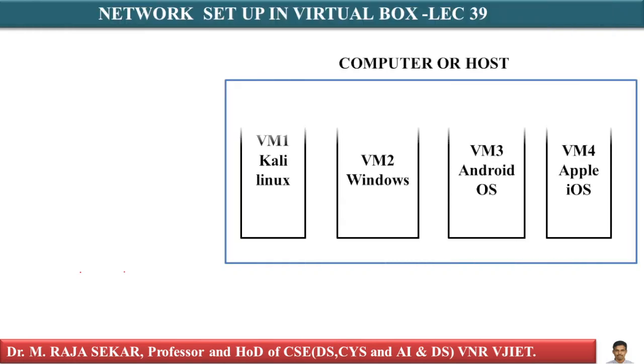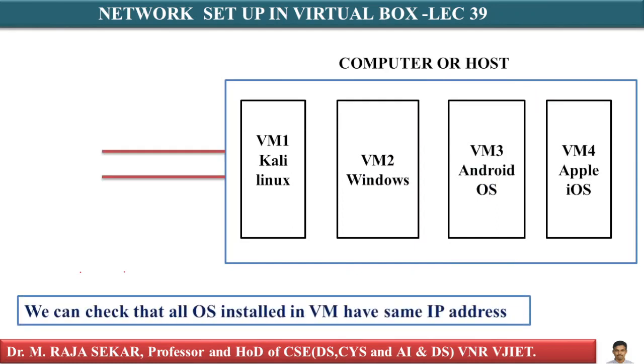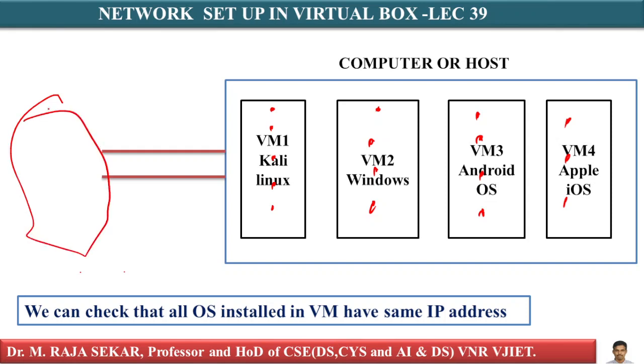Now this one we can check. What's happening here is that in each VirtualBox there are different applications. Let me say these are applications. All these applications are trying to connect with the outside network. Here you have some network.